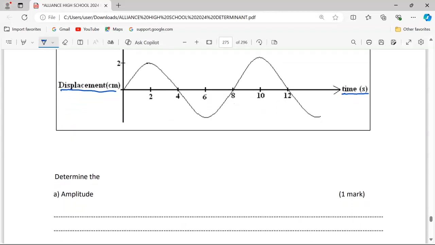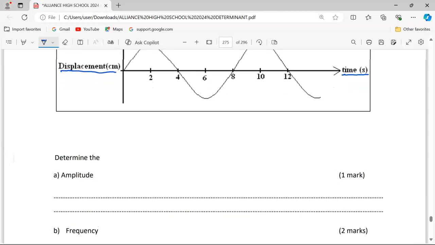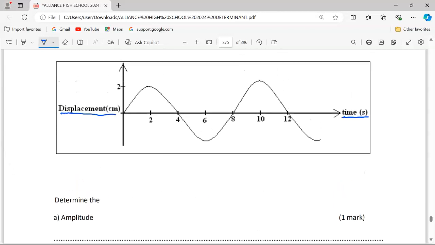Determine, part 1, amplitude. What we should know is that amplitude, abbreviated capital A, is the maximum displacement of particles from the mean position. So this is a transverse wave in nature, whereby the particle is being displaced perpendicularly to the wave motion.